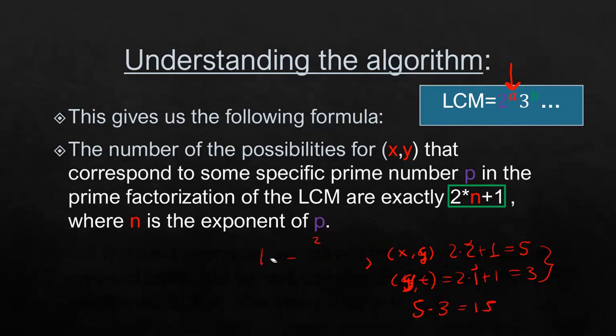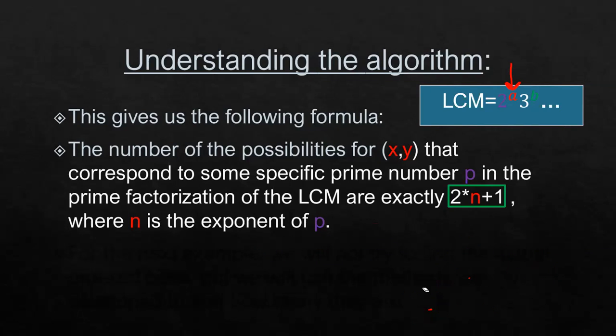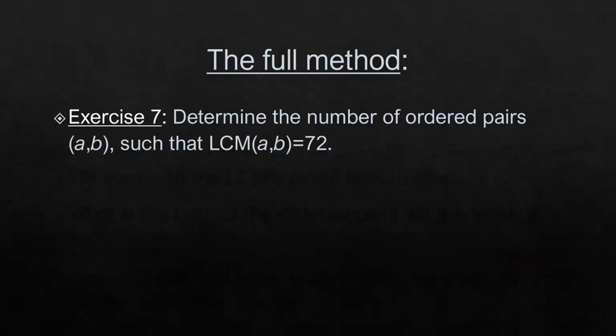We actually figured out that we can immediately understand how many pairs of this form we have for each exponent just by using this. We multiply the exponent times 2 and we add 1. Okay, so using this idea, let's try to do this problem here.